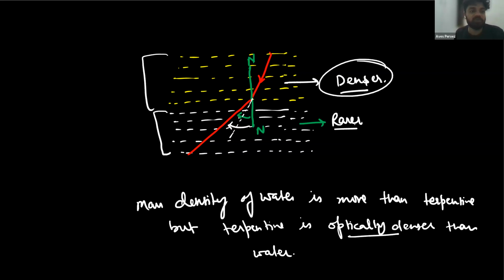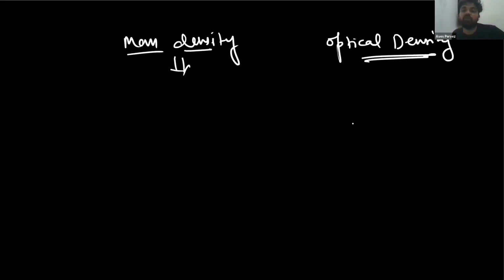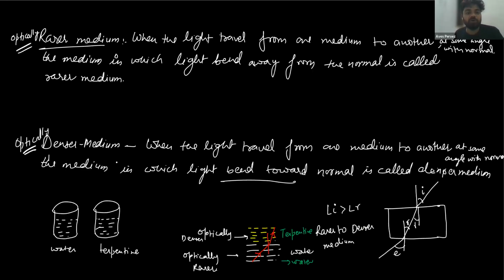Yes, sir. There are two types of denser medium. One is mass density, another is optical density. You understood the difference? These are two different terms. They are not the same. If an object is denser, having more mass density, it may act as a rarer medium, like in the case of water and turpentine. Got it? Yes, sir. So please note it down.